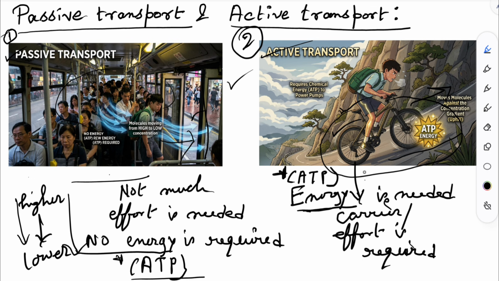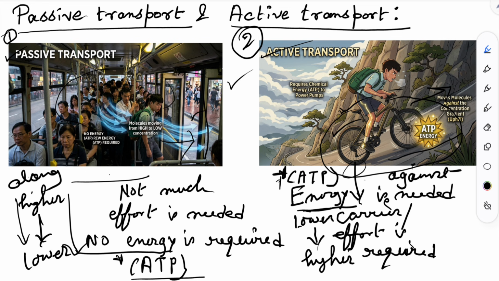Here the cycle is depicting that, and in this case ATP is most definitely required, right? Here it was acting along the concentration gradient, and in the case of active transport it is working against the concentration gradient. It means the movement will be from lower concentration to higher concentration.